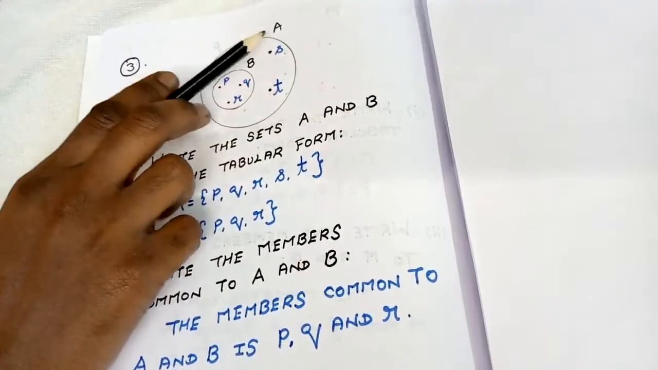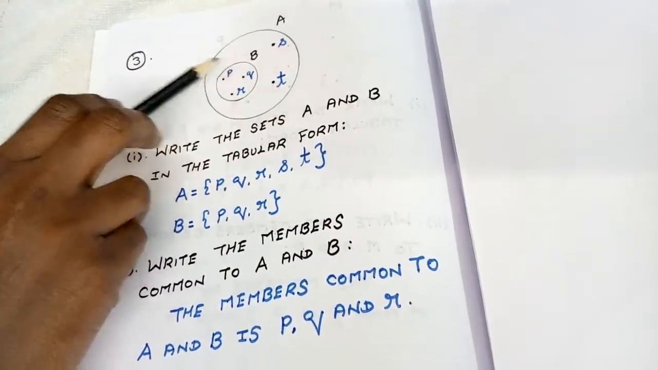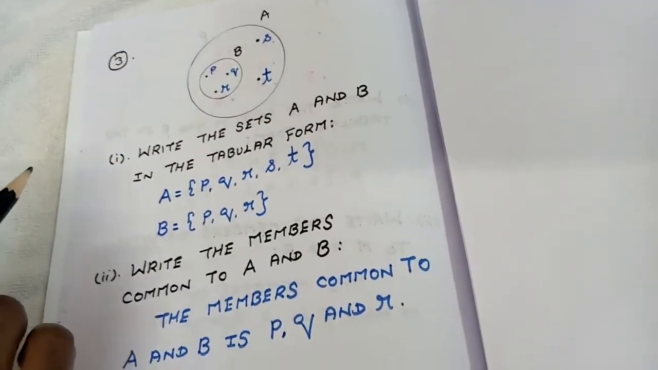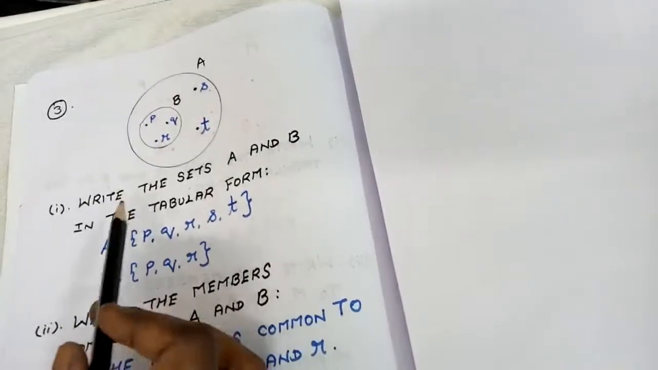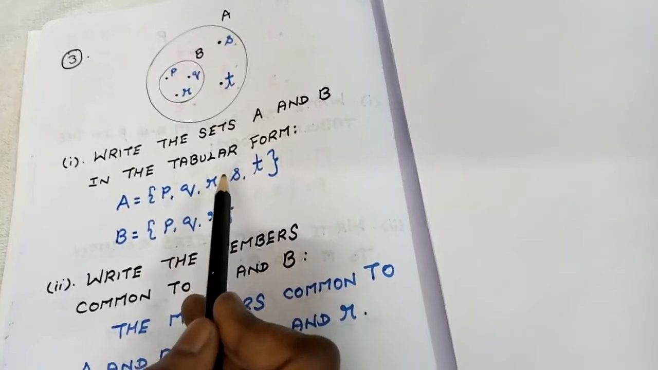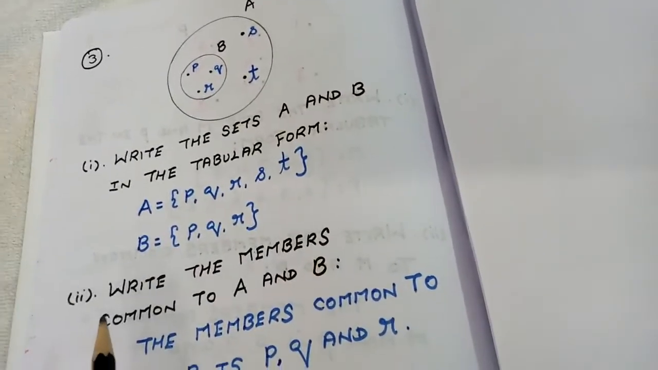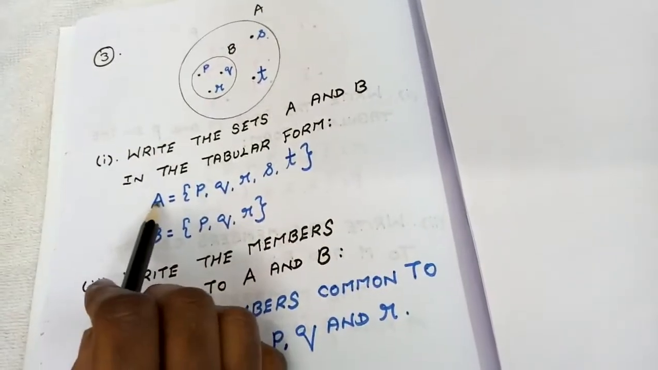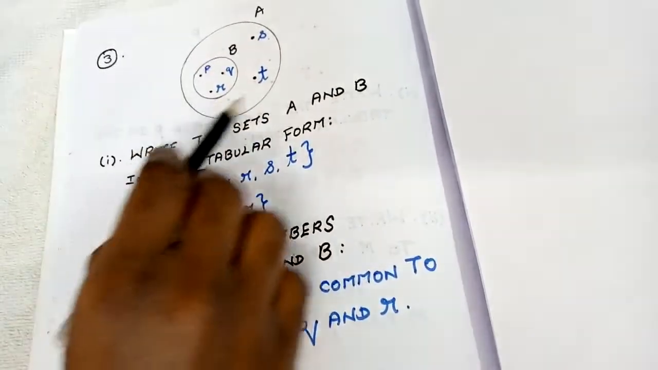Outermost circle is known as capital A and the inside circle is B. Only imagination, you have to think and do the sum, that's all. Write the sets A and B in tabular form. A and B, I am going to write the values which are in A and B. A, if you see, the outermost circle is A.